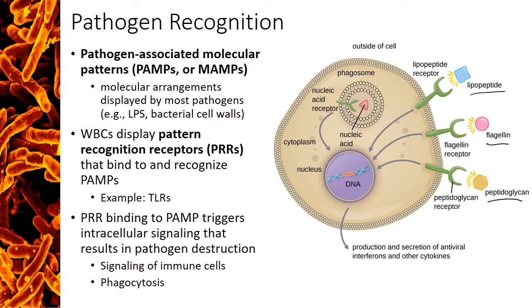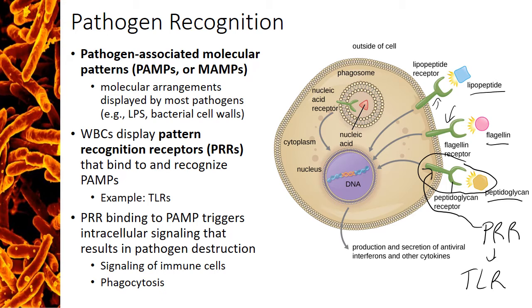The way that our white blood cells recognize these PAMPs is by something called a pattern recognition receptor. So all of these receptors seen here on the cell, these are all what we call PRRs. So they have a specific receptor that's going to bind to peptidoglycan, another PRR for flagellin, another PRR for lipoproteins, and so on and so forth. A common type of PRR are called toll-like receptors. There's a whole classification of proteins that are toll-like receptors that all recognize a different one of these PAMPs on the pathogen itself.